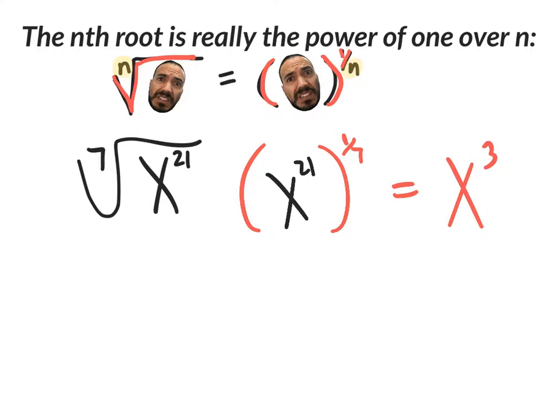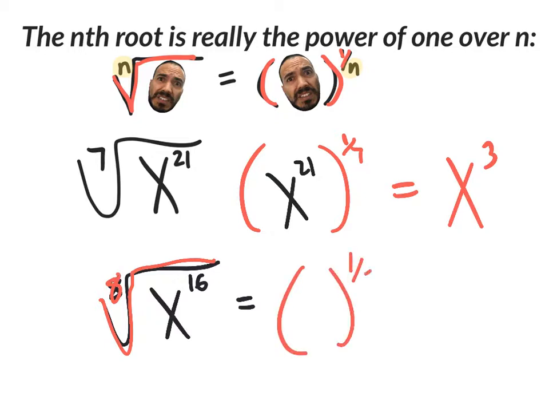Okay, let's try some more. How about the 8th root of x to the 16th? What's that going to be? That's just going to be x to the 2. I'm sorry, x squared. So if you wanted to show your work, the 8th root of x to the 16th, you could rewrite it as the 1/8 power and put that x to the 16 right in there. And then multiply power to a power. 16 times 1/8, that's simply 16 divided by 8. So your answer is x squared.